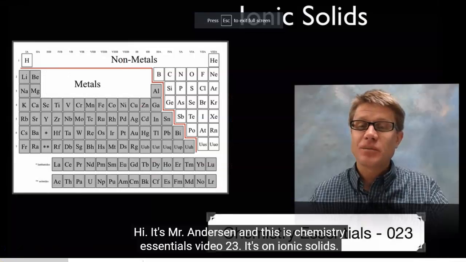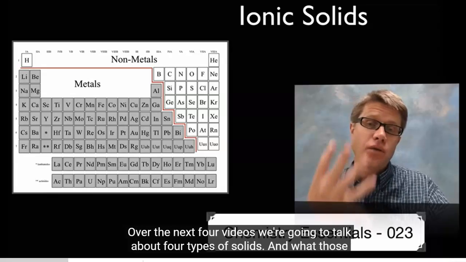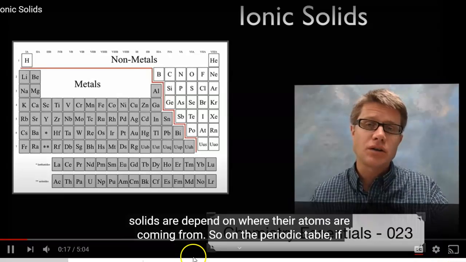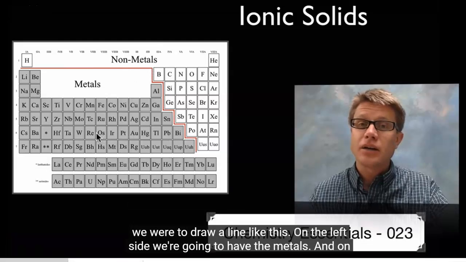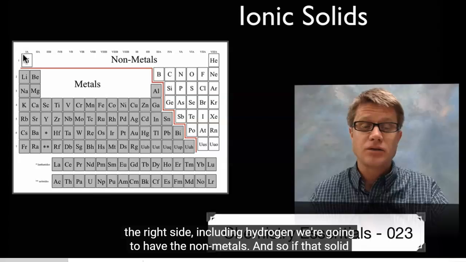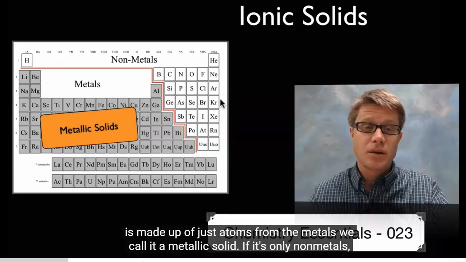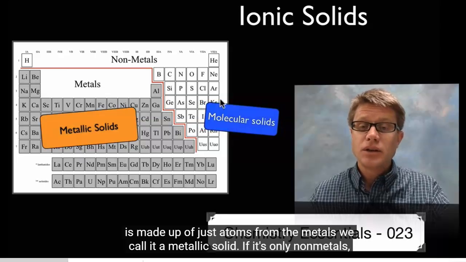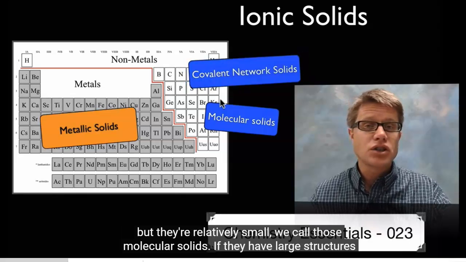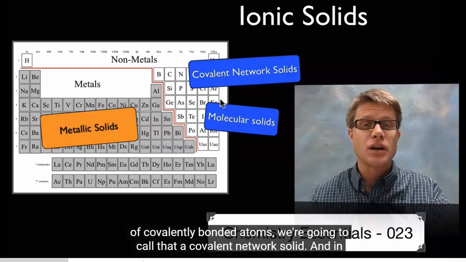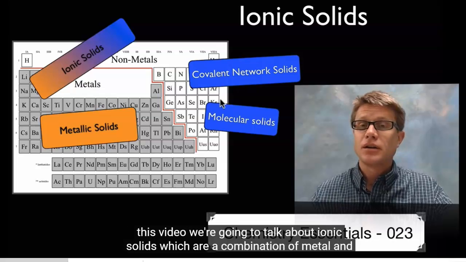Hi, it's Mr. Anderson, and this is Chemistry Essentials video 23. It's on ionic solids. Over the next 4 videos, we're going to talk about 4 types of solids, and what those solids are depends on where their atoms are coming from. So on the periodic table, if we were to draw a line like this, on the left side we're going to have the metals, and on the right side, including hydrogen, we're going to have the nonmetals. And so if that solid is made up of just atoms from the metals, we call it a metallic solid. If it's only nonmetals, but they're relatively small, we call those molecular solids. If they have large structures of covalently bonded atoms, we're going to call that a covalent network solid. And in this video, we're going to talk about ionic solids, which are a combination of metal and nonmetals.